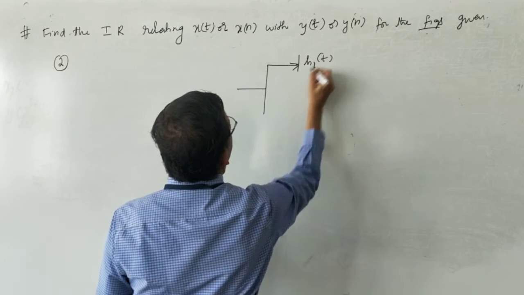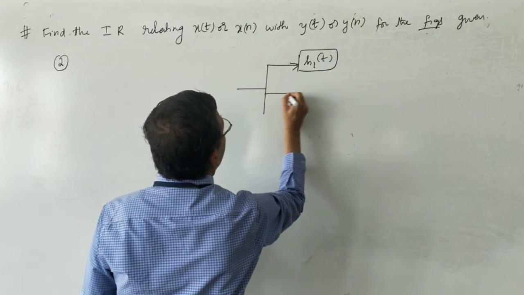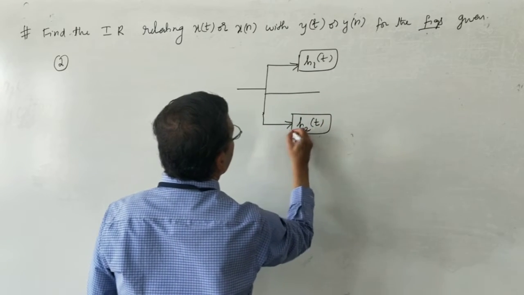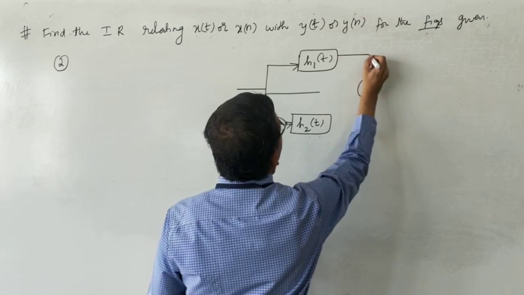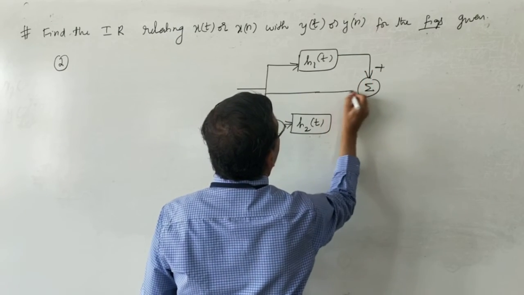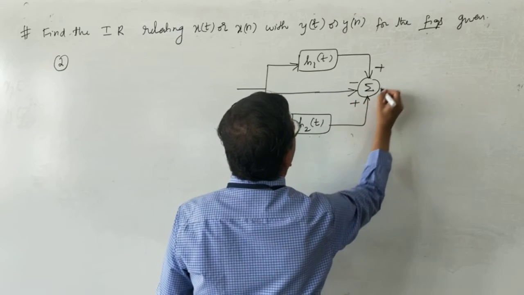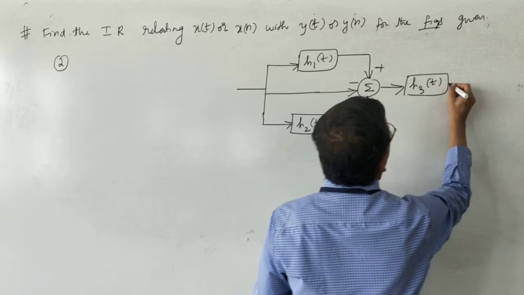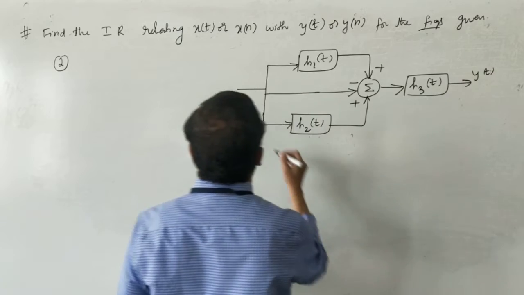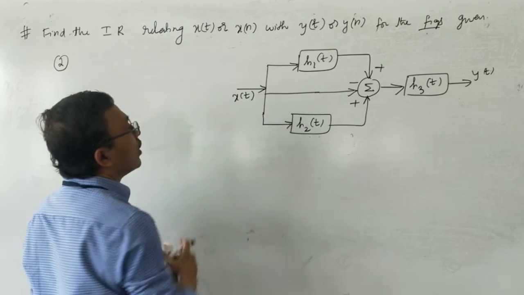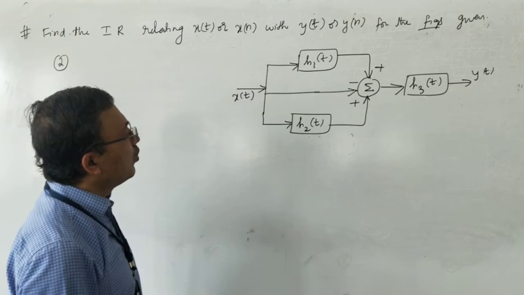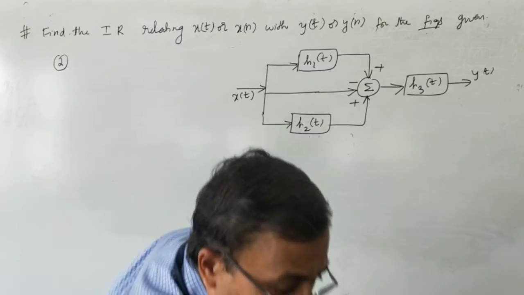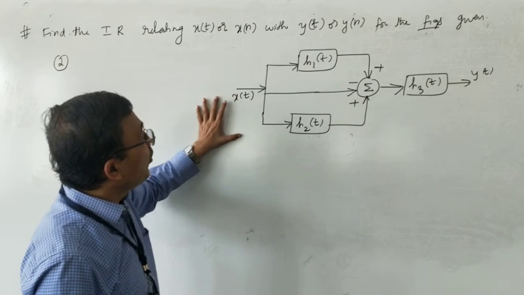H1 of T, H2 of T. This is the block diagram. Now this has to be reduced. Please note that for convolution operation delta of T is identity operator. First let me tell you what mistake you will do.